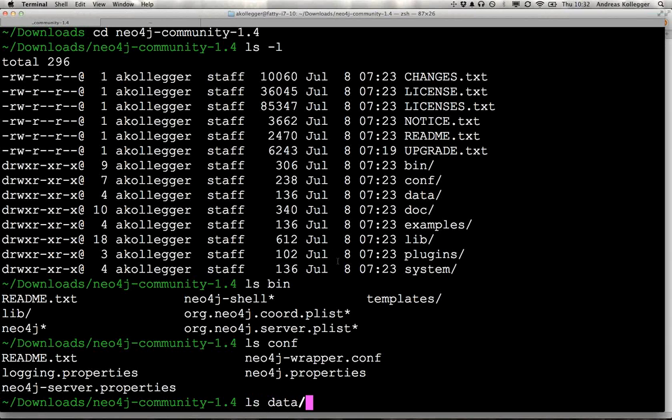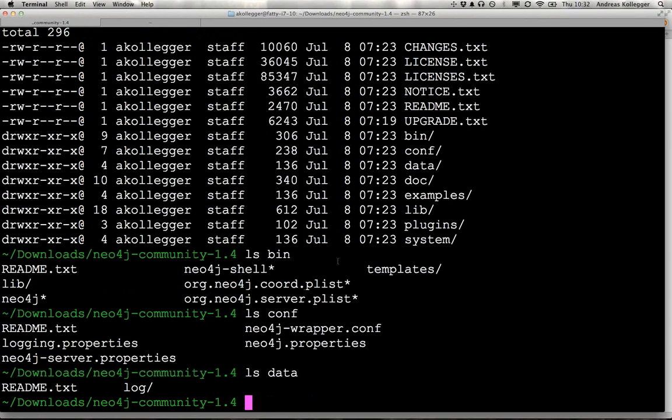You'll notice that there's the data directory, which, as you could guess, is where the actual data will end up. You can see that it's currently empty, other than a subdirectory for log files. But after we start up the server, we'll see a GraphDB folder there, and later on we'll take a look at that.